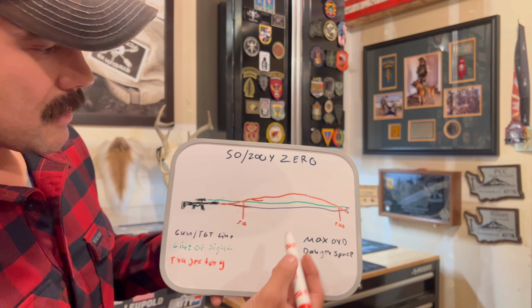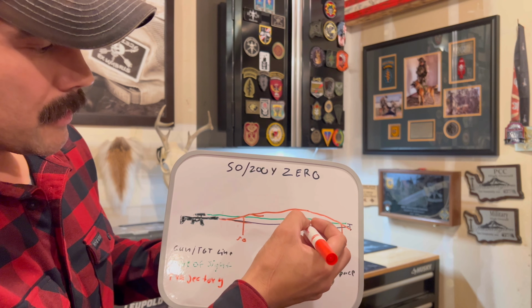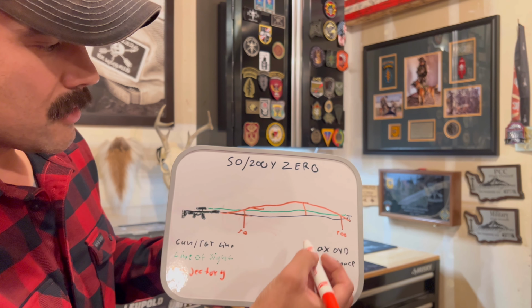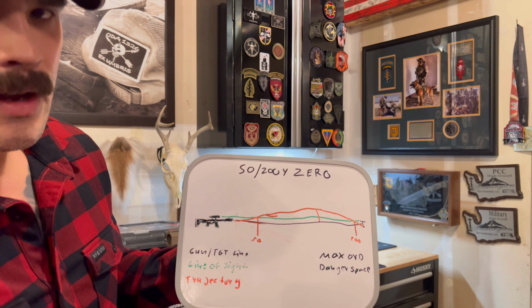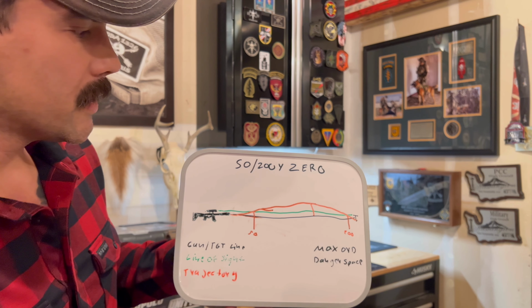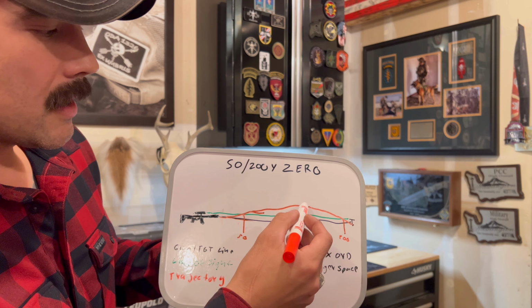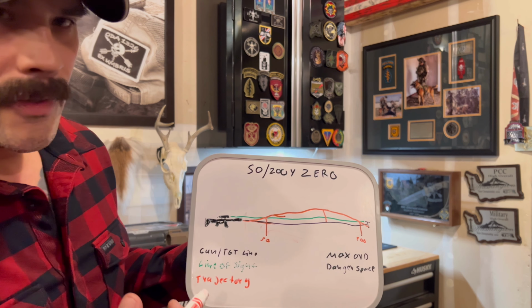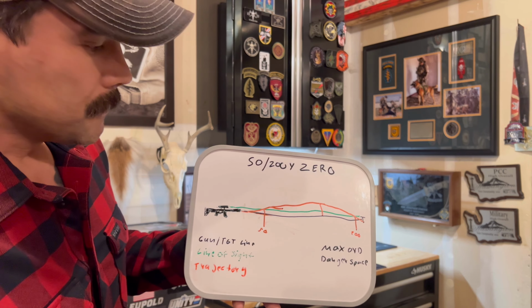All right, so now we're going to talk about the max ordnance here. From the height of the max ordnance to the gun target line is 4.1 inches, and I got that from the ballistic calculator. So 4.1 inches. From that gun target line to the max ord is a danger space, and I'll talk about what that is here in a second.